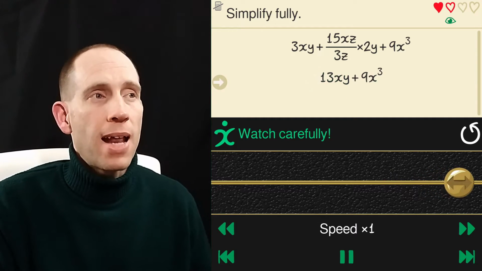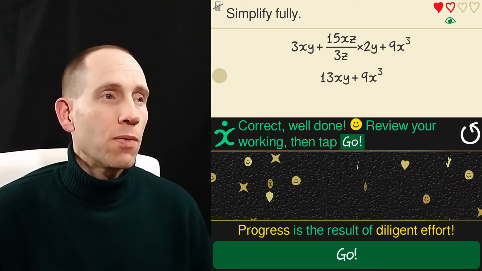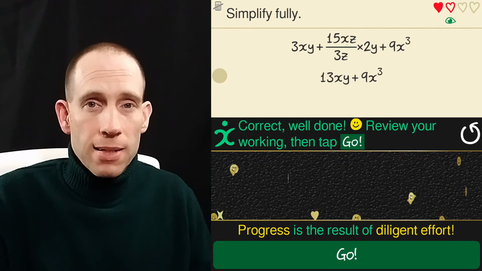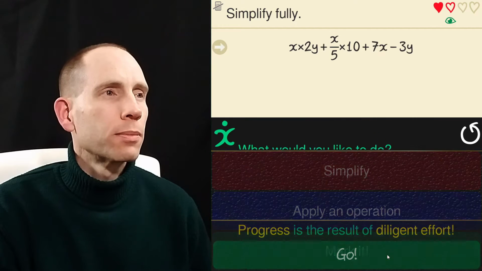A 3 plus a 10 is giving me 13, and they're an xy term. So if you've got 3 xy's, and then you've got another 10 xy's, and you add them together, you're going to get 13 xy's. Okay.